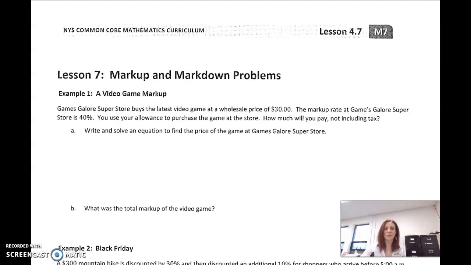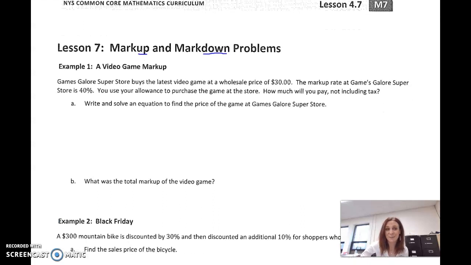Lesson 7 in Module 4 is on markup and markdown problems. So again, we're going to be working on things you're going to deal with in real life. You're going to go shopping, you're going to buy things. They're going to be marked up, or they're going to be marked down. So again, we're focusing on percents.